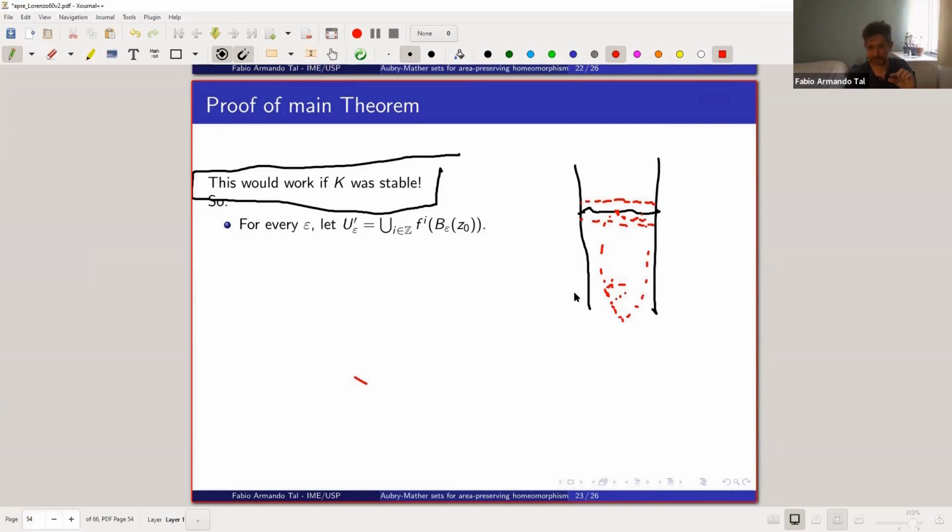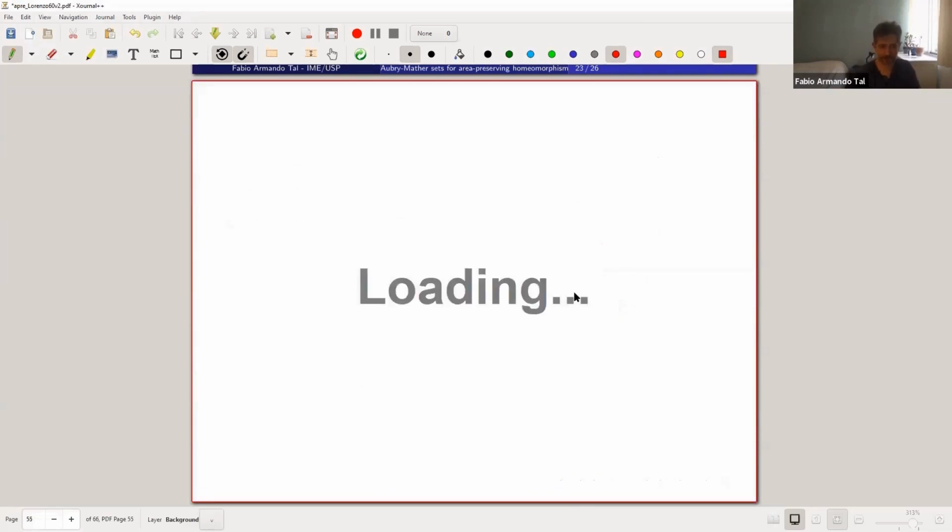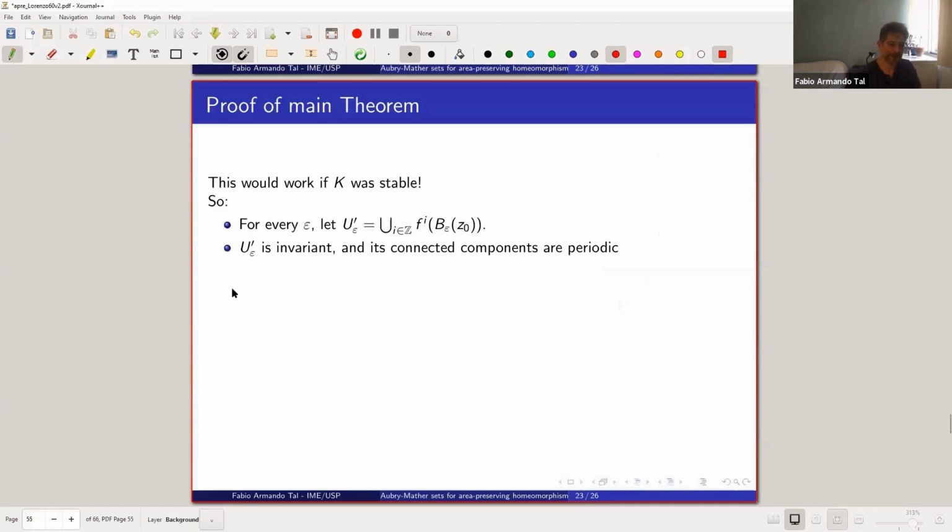But the thing is, it might not be stable. So I'm going to find a trichotomy, just now, in just a second. I'm saying, okay, I have this annulus. The idea needs to be a little bit more refined.